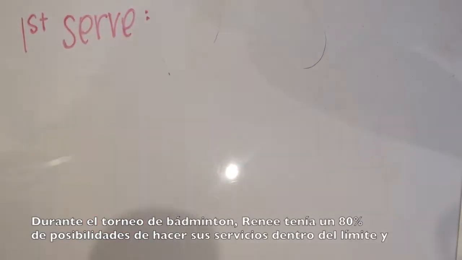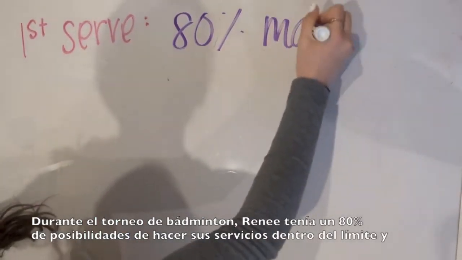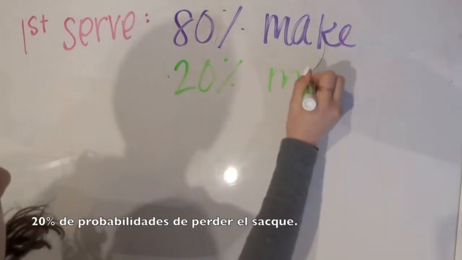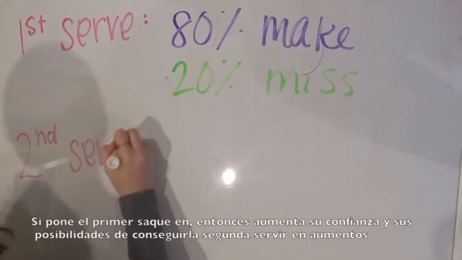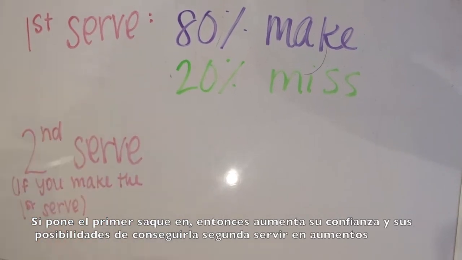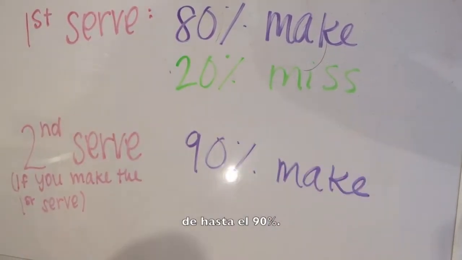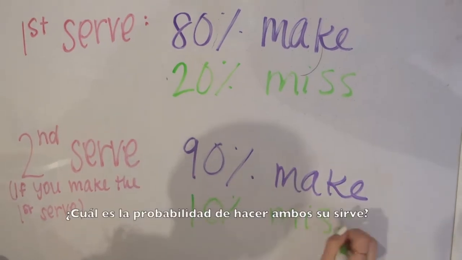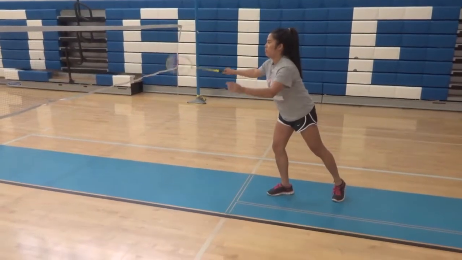During the badminton tournament, Renee had an 80% chance of making her serves in bounds and a 20% chance of missing the serves. If she gets the first serve in, then her confidence is boosted and her chance of making her second serve is increased to 90%. What is the probability of making both her serves?